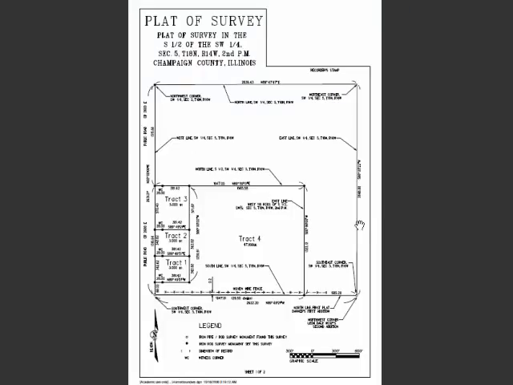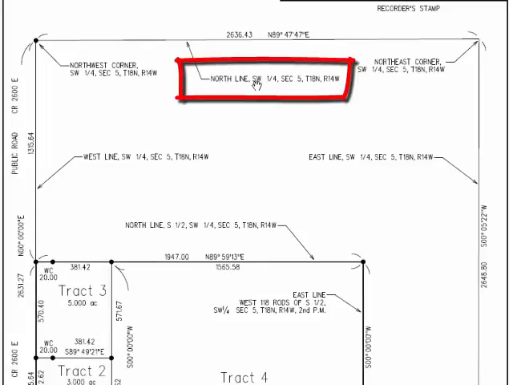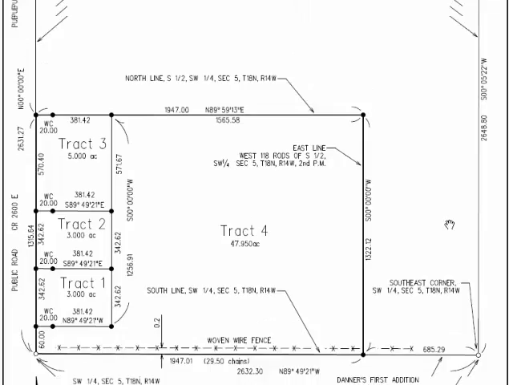Rather than showing the entire section, we are simply showing in our plat the southwest quarter of Section 5. This is the north line of the southwest quarter, Section 5, Township 18 North, Range 14 West. You can see how we have this monumented. The white circles indicate places where we found monuments. So we found the southwest corner. We found the southeast corner of this quarter section, but we set everything else.